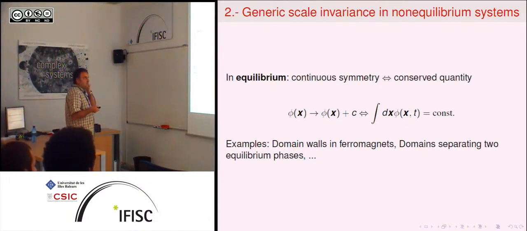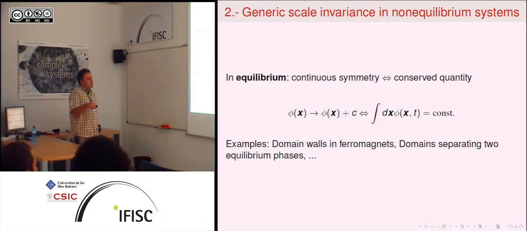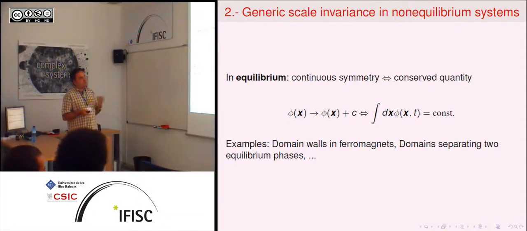But the big difference is that if you do this, because we are in equilibrium, we have a Hamiltonian system, a continuous symmetry implies a conserved quantity. So if we require a Hamiltonian system to satisfy this invariance, invariance under this translation, that implies immediately that there is a conserved quantity, which is the field. And this is a big restriction, a very strong conservation law on the system. So there are just a few systems that verify this conservation law.